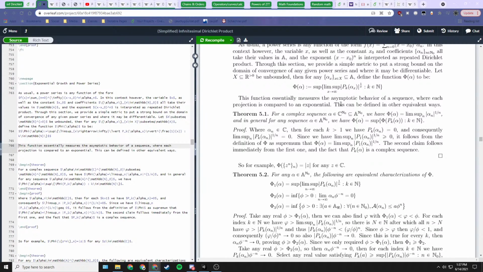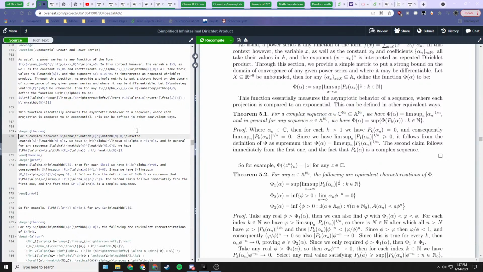So we can say, for a complex sequence, instead of saying alpha in C to the n0, we can say alpha sub n is in n0, a subset of C. Actually, we can just say that, because we don't really need to do integers.